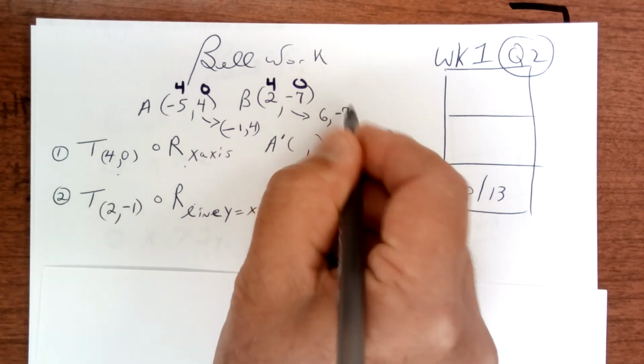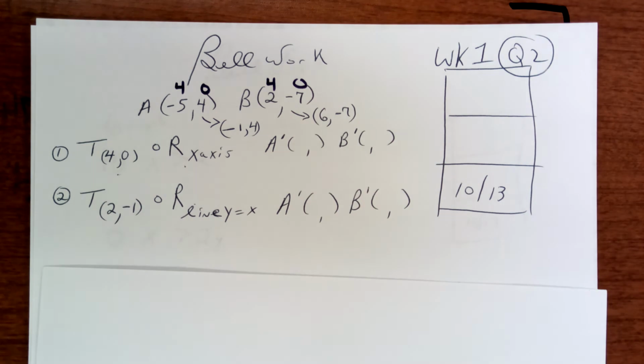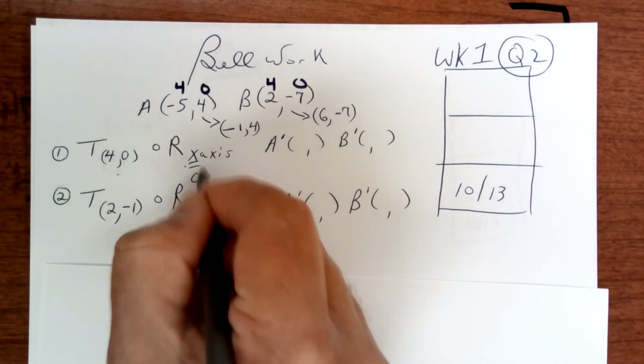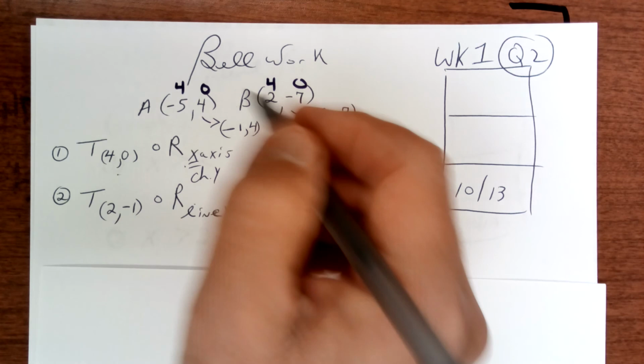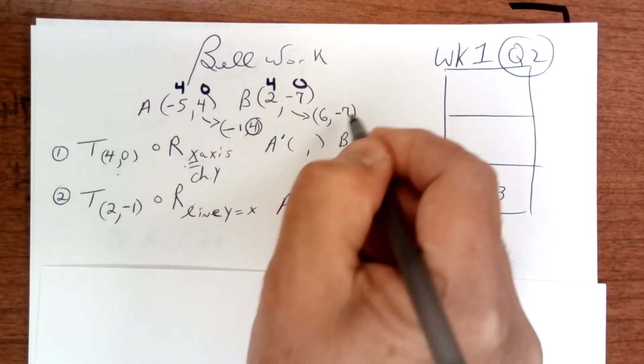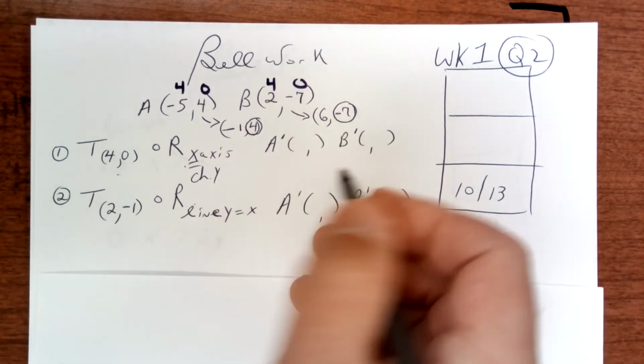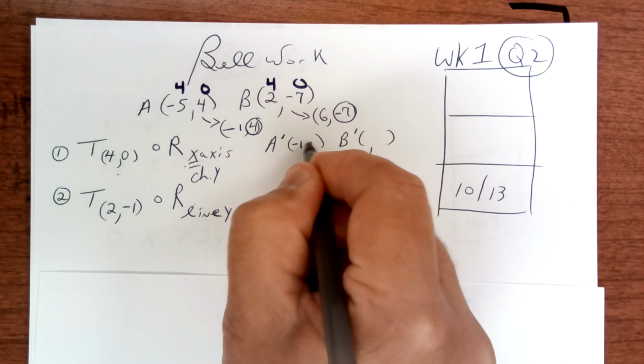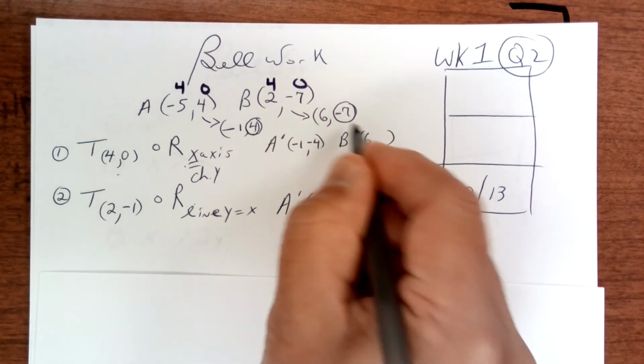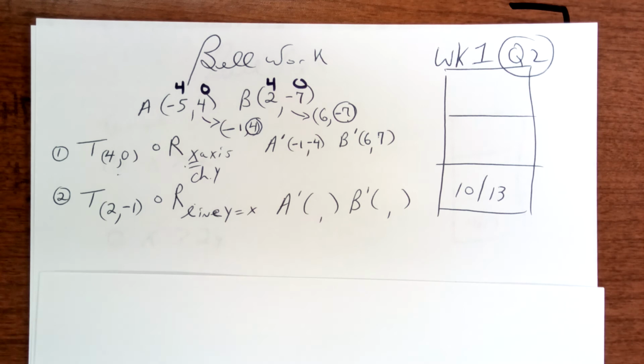Now, when you reflect it over the x-axis, you change the y. So in this case, you're going to change these right here. So your final answer should be -1 and -4 and 6 and 7. Make sure you understand that.